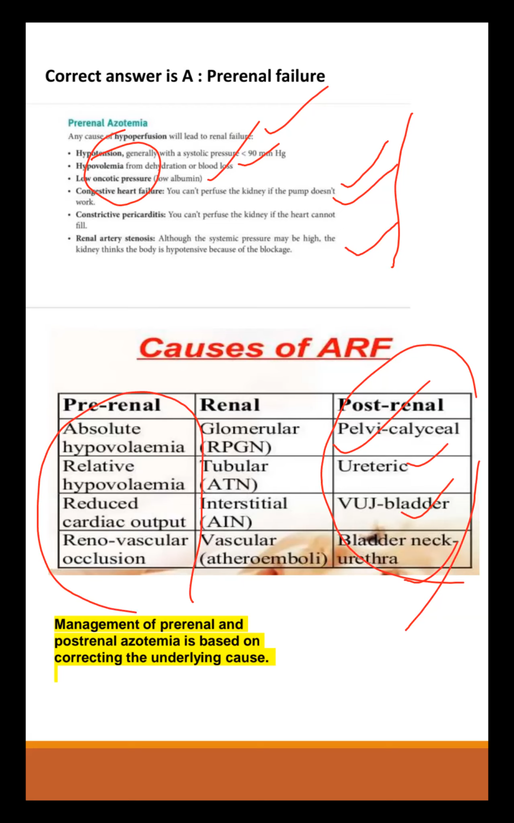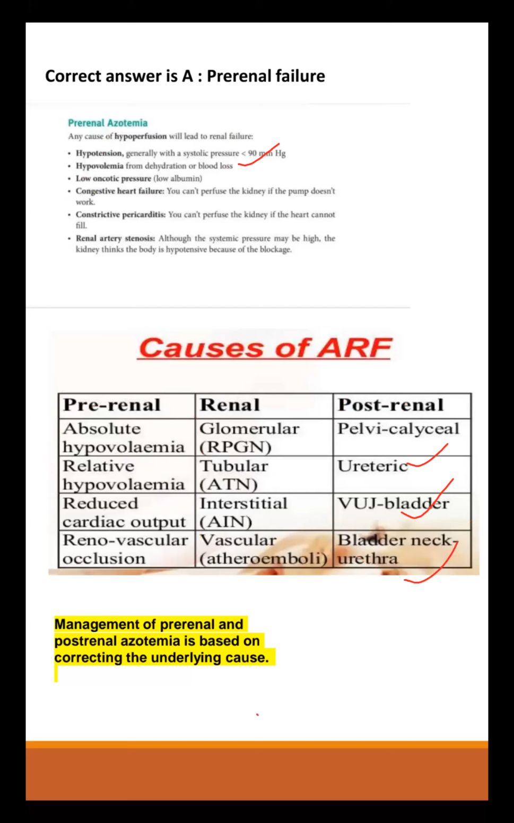Management of prerenal and postrenal azotemia is based on correcting the underlying cause. The underlying cause here is BPH, so we can either refer the patient to the surgical unit, or we have to correct the obstruction or hypovolemia immediately.